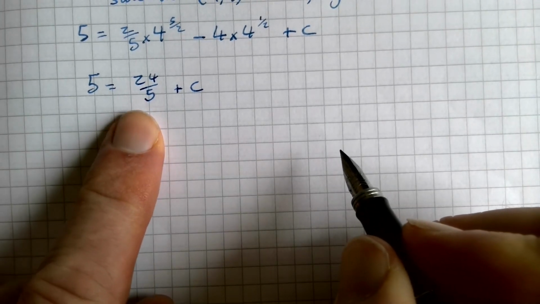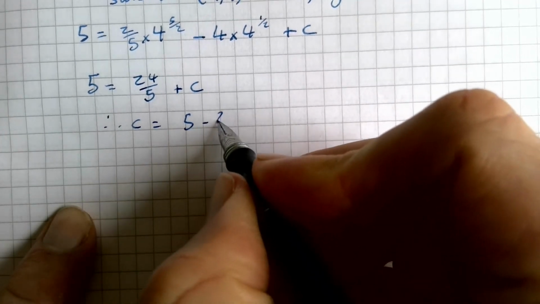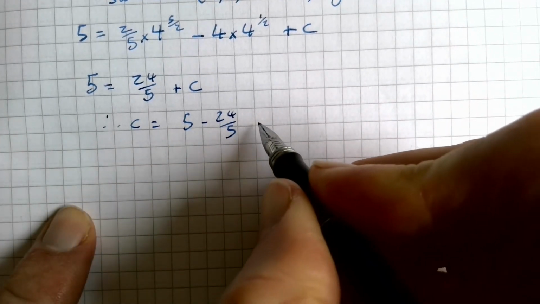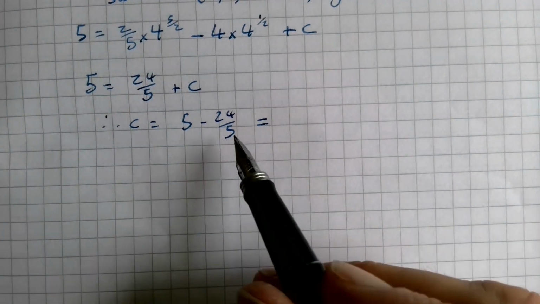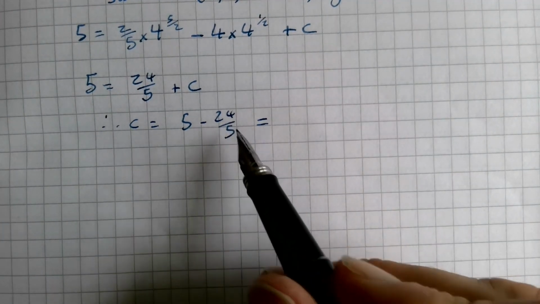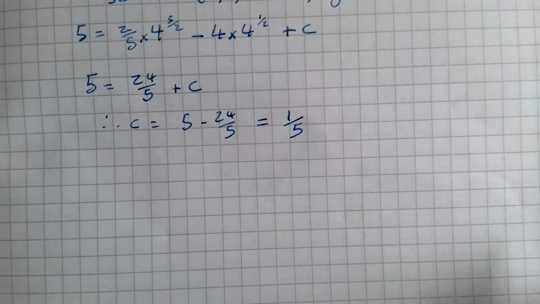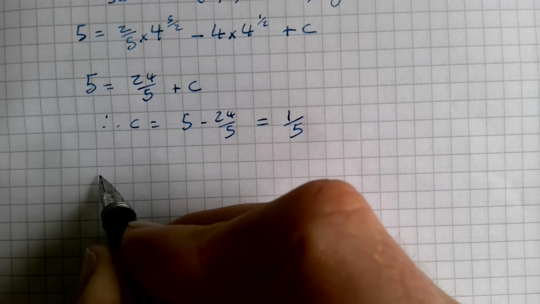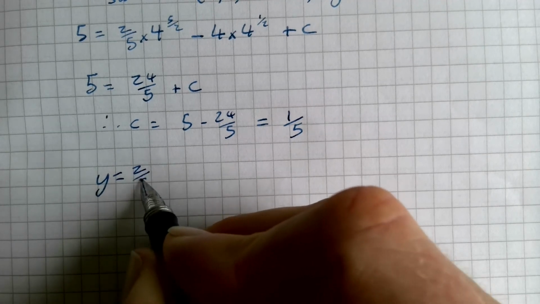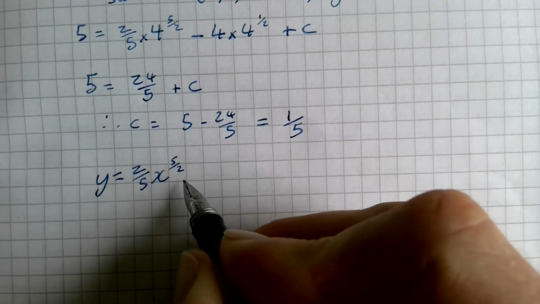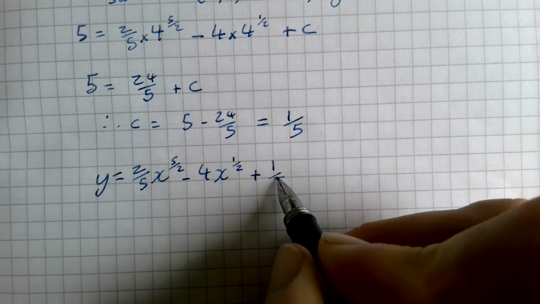Then if we take that away, c is going to be 5 take 24 over 5, isn't it? Since 24 over 5 is actually 4 and 4/5, that is just 1/5. So c is equal to 1/5, and we're able to say that our final equation is y equals 2/5 x to the power 5 over 2 minus 4x to the power half plus 1/5.